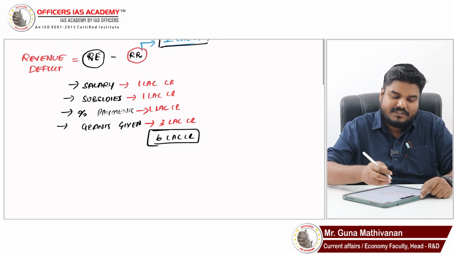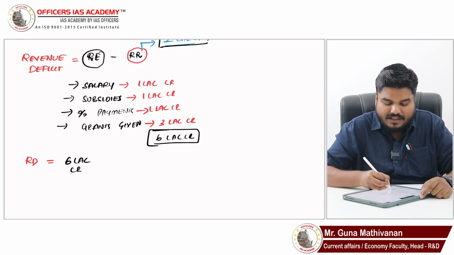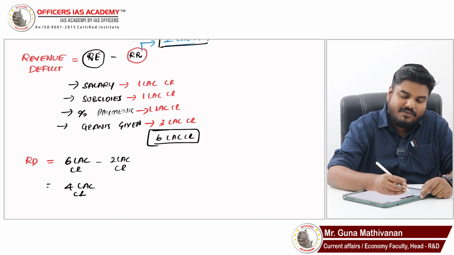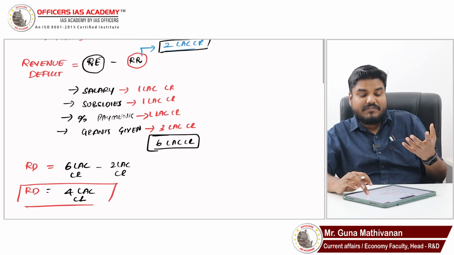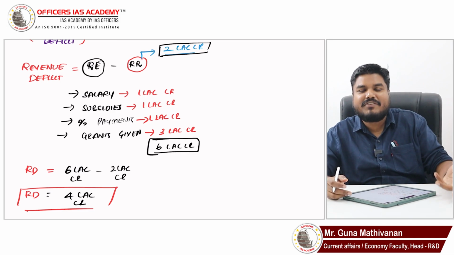Now what is my revenue deficit? My revenue deficit is going to be 6 lakh crores minus 2 lakh crores. That is going to be 4 lakh crores. So when we look at this number, you will feel defeated. What is this 4 lakh crores of revenue deficit?